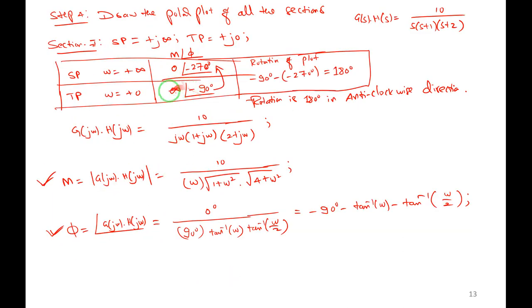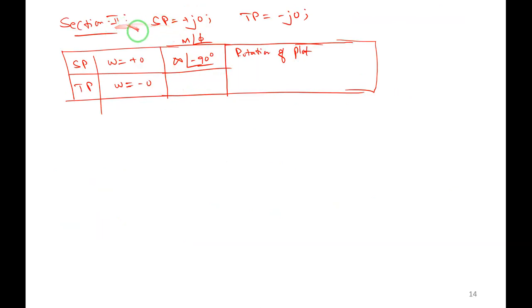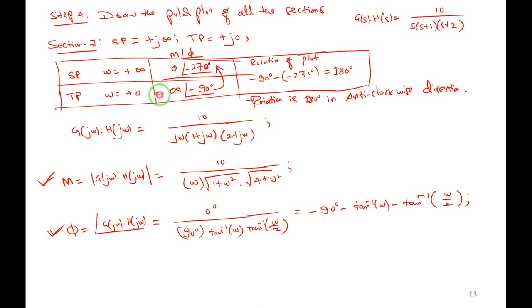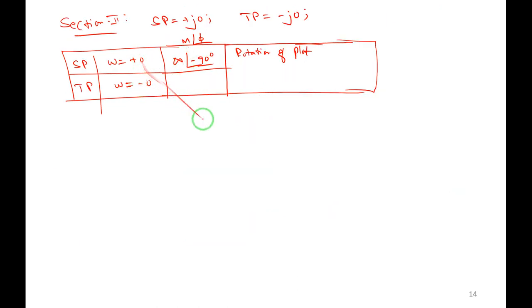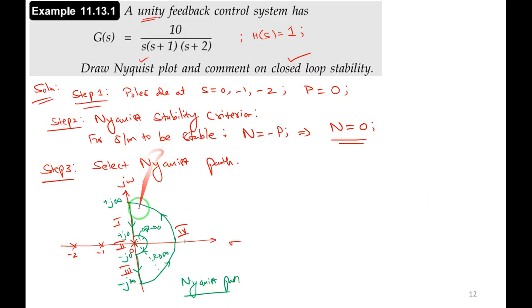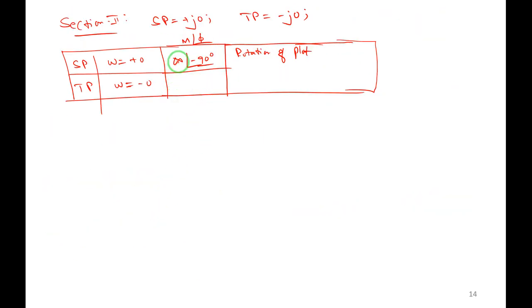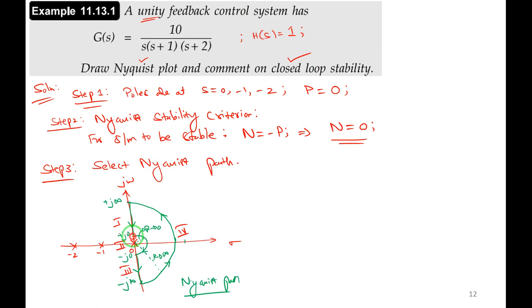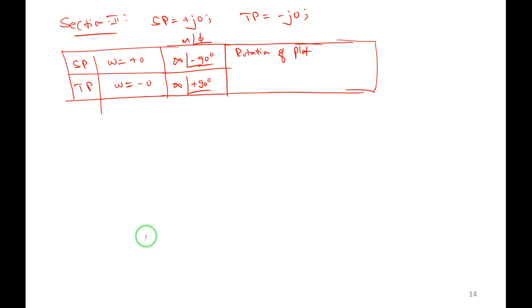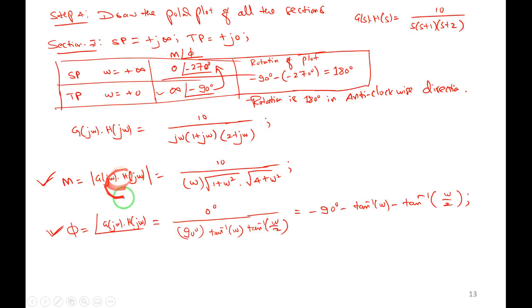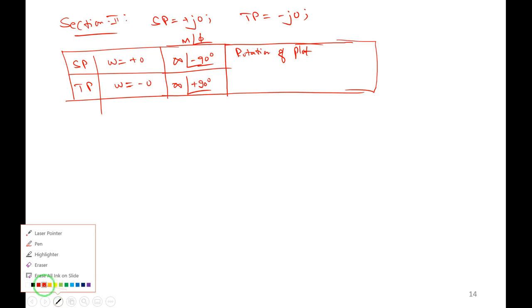Don't substitute. The terminating point is the starting point for section 2. So copy this magnitude and angle. This one I have copied there, right? Then for the semicircle, the magnitude remains the same. This infinity, copy it as it is. But the angle, if it is minus 90 here, it will be plus 90, exactly opposite. Please keep it in mind, right? Don't calculate. Next, we will calculate the rotation of the plot. Don't substitute these values omega to plus 0 and minus 0 in the magnitude and phase equations. You will go wrong. Please, I am stressing a lot, right?